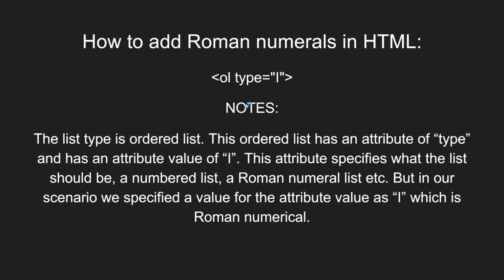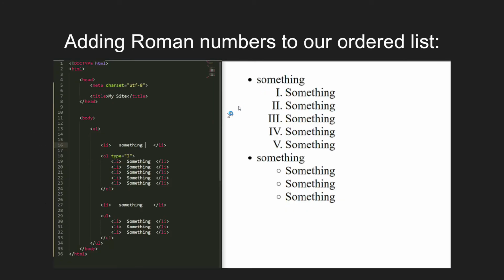So what's happening over here is basically we're going to have an ordered list, and the type of ordered list we want is I, and I stands for Roman numerals. So here's an example. On the left, I wrote OL and I wrote space, type is equal to I, and then under this, since this is an ordered list, all my list items are going to be labeled with Roman numerals. So I have I, II, III, IV, and then V.